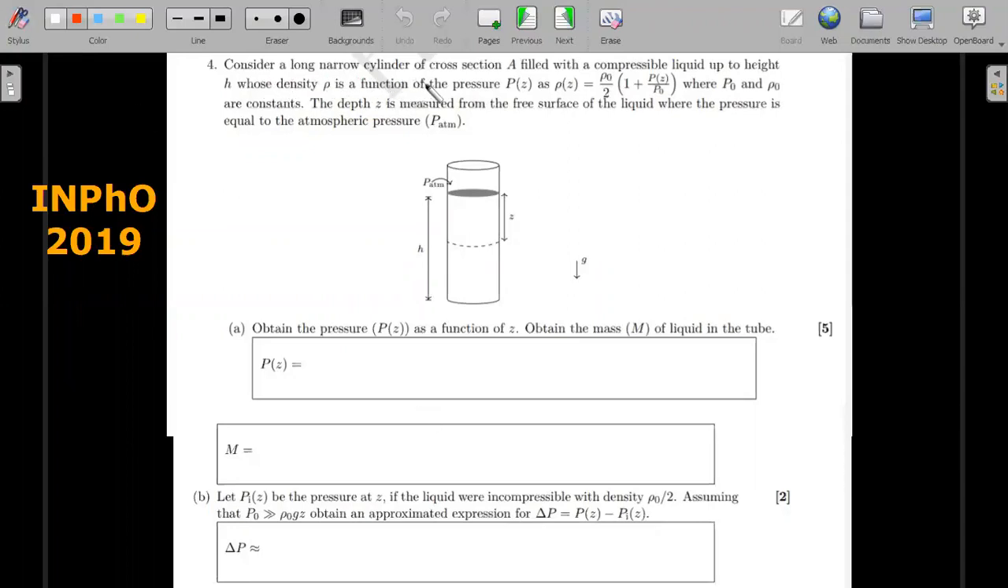Consider a long narrow cylinder of cross section A filled with a compressible liquid up to a height h, whose density rho is a function of pressure P as given. Rho is equal to rho naught by 2 times (1 plus P divided by P naught). Obviously all these naughts are constants. The functions are rho and P, as you could see, and that is the basic idea of any compressible fluid.